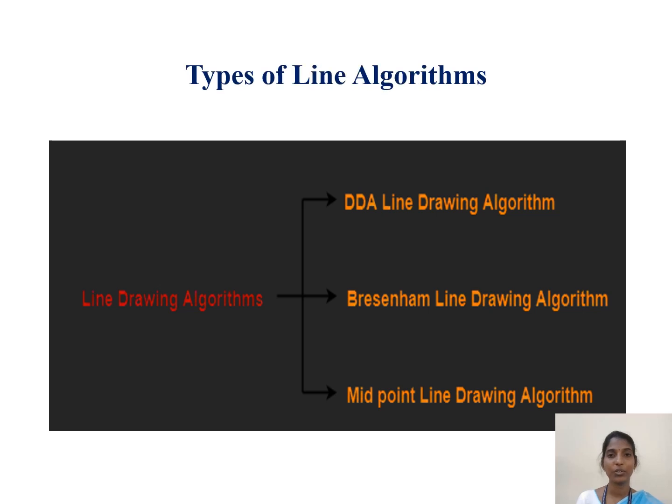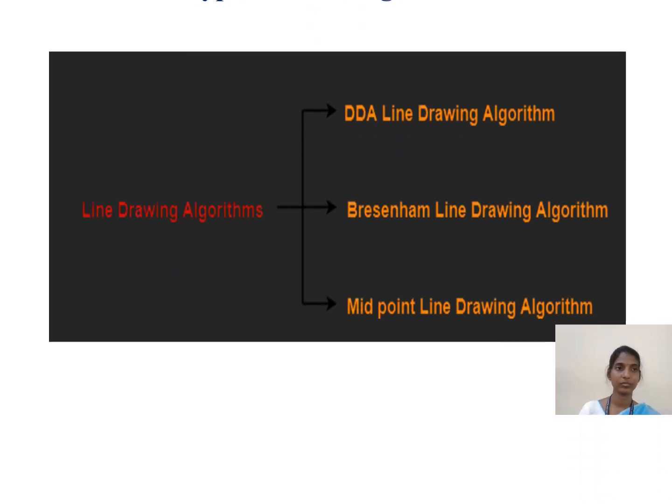Types of line drawing algorithms. There are three types of line drawing algorithms. The first one is the DDA line drawing algorithm. The second one is the Bresenham line drawing algorithm. The third one is the midpoint line drawing algorithm.